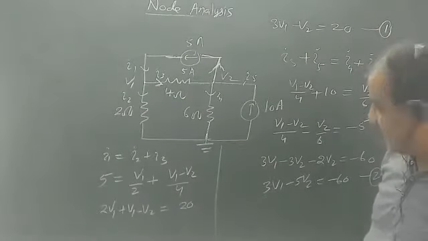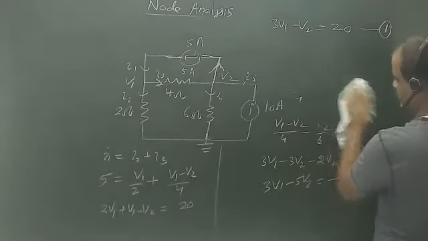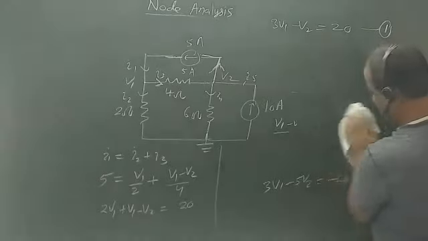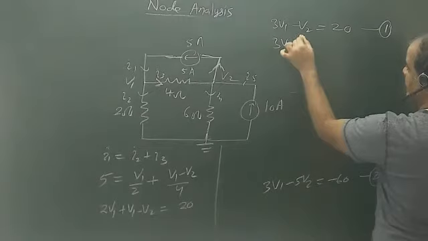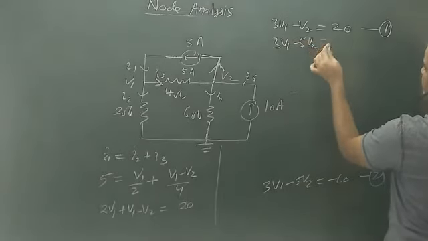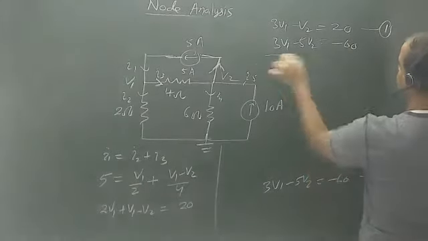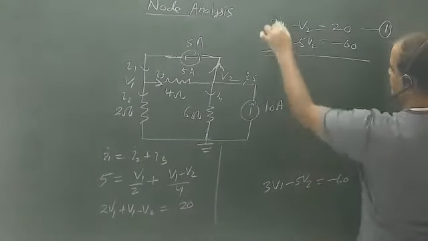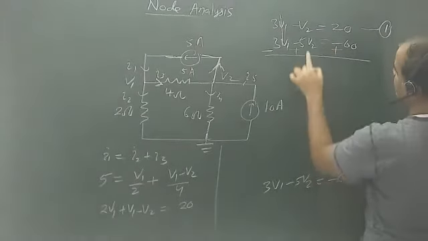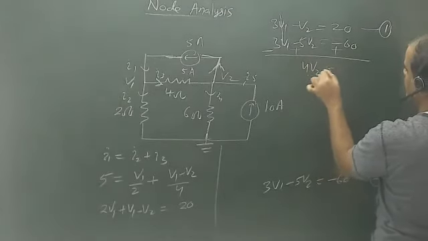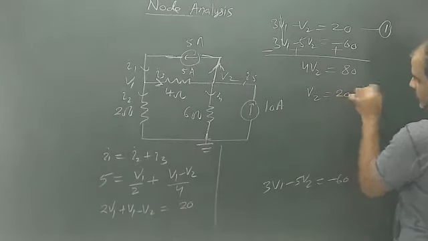Now you have two equations. Okay, so then 3V1 minus 5V2 equal to minus 60. Okay, so क्या करें, इसको सब्सट्रैक्ट कर दो, सॉल्व कर दो, माइनस कर दो. ये कैंसिल हो जाएगा, ये प्लस. ओके, दिस बिकम 4V2 equal to 80. So V2 will give you 20 volts.